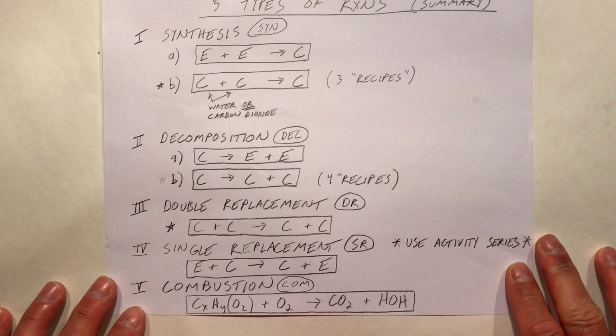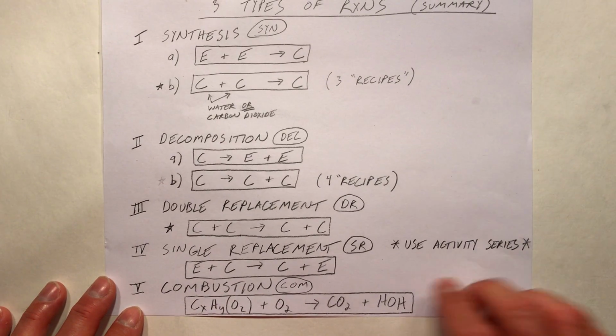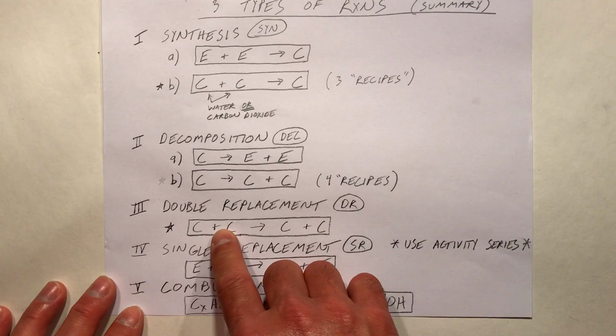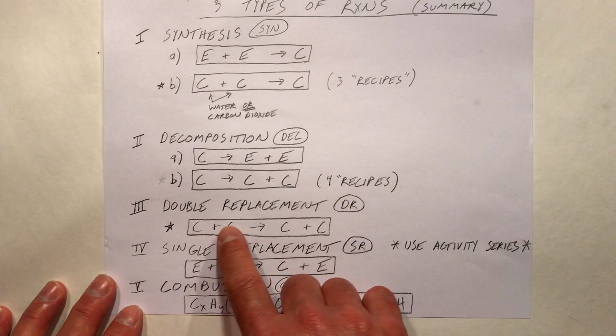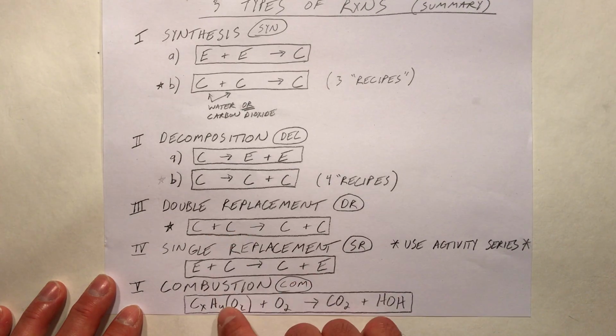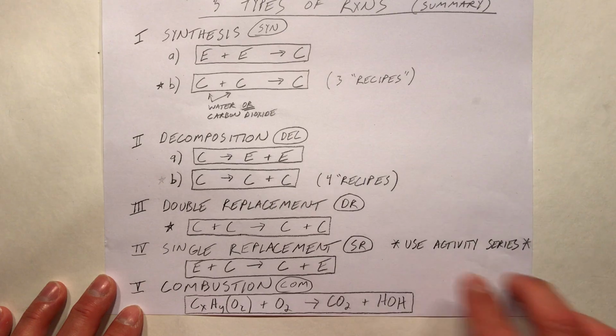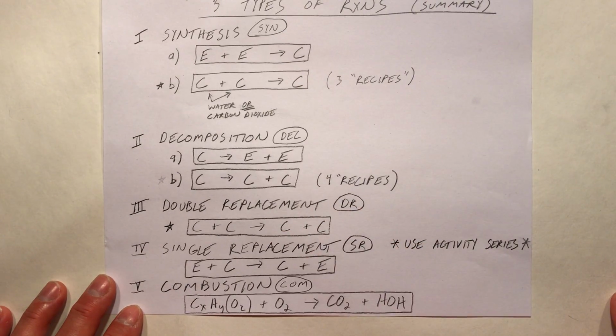All right, for double replacement reactions, we have 2 compounds combining to form 2 new compounds, and this is where we change dance partners. So the positive from this compound combines with the negative from that compound, and the positive from that compound combines with the negative from that compound, so we get 2 new compounds.